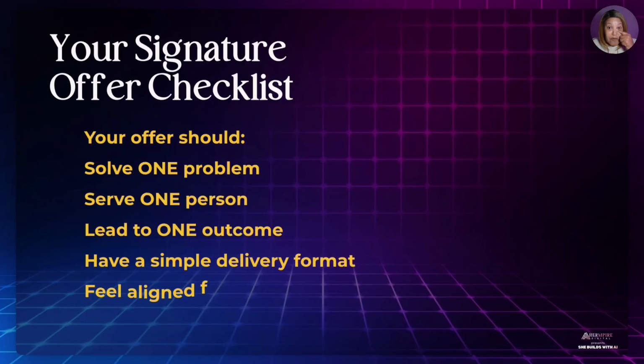Now, your signature offer checklist. Before you finalize your offer, make sure it checks these boxes: 1 problem, 1 person, which is your customer avatar from the analysis, right? 1 outcome, 1 simple container. What is the problem going to be held in? Is it going to be a workshop, a mini course? Is it going to be a toolkit? Is it going to be a pattern? Is it going to be a clip art bundle? What is the package, right? And it has to feel aligned with who you are. It has to be true to you.